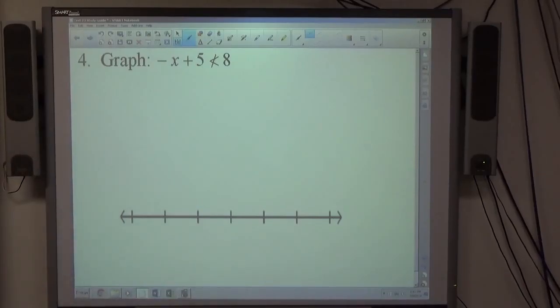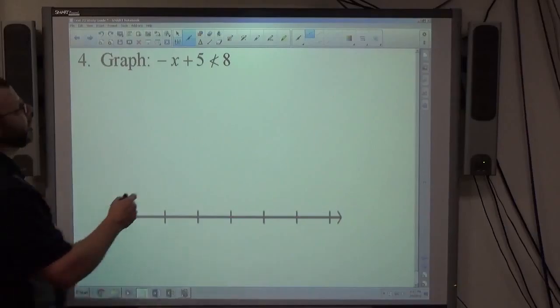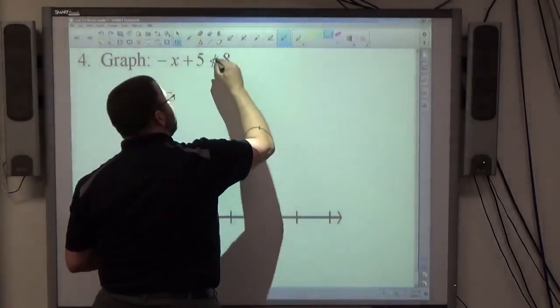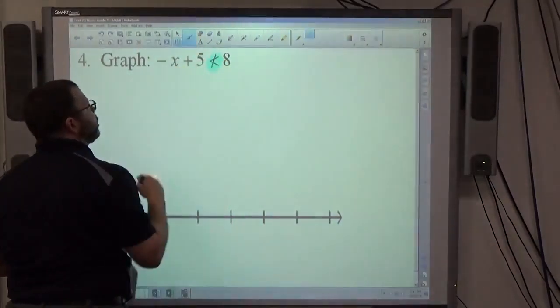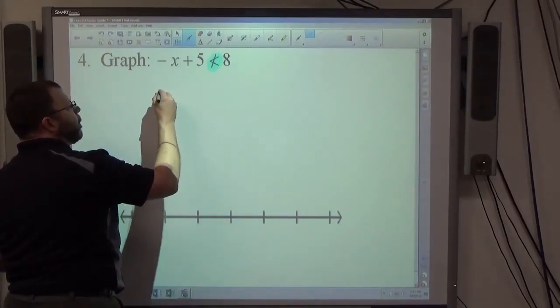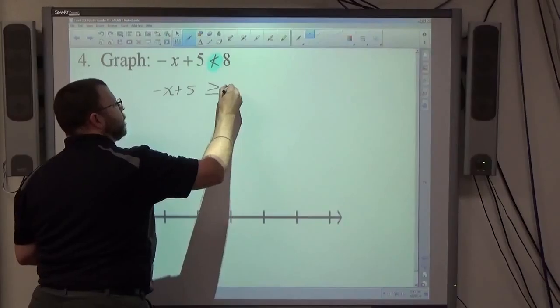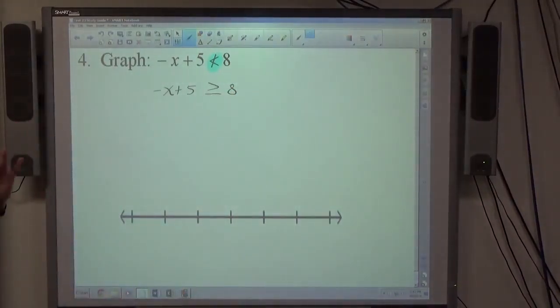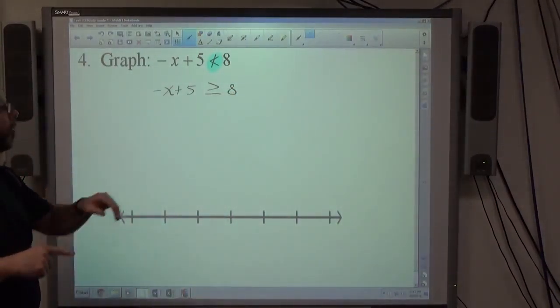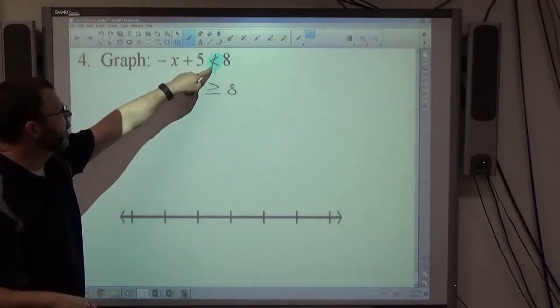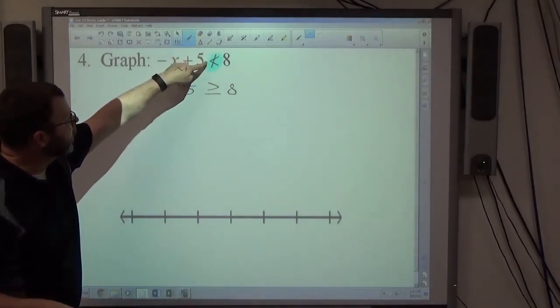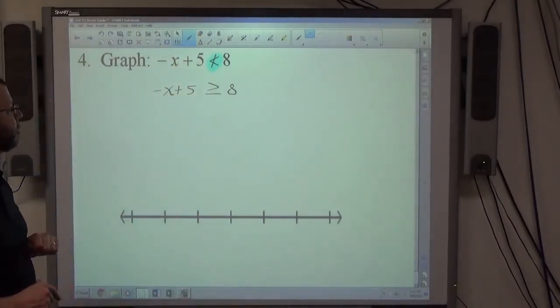Number 4, graph: -x plus 5 is not less than 8. So first thing, I don't want negated inequalities in an inequality problem. So I'm going to rewrite the problem: -x plus 5 is greater than or equal to 8. Trichotomy says 3 things are possible: greater than, less than, or equal to. Whatever is "not" is the only thing that's missing. So take away the less than, and greater than or equal to are still alive.